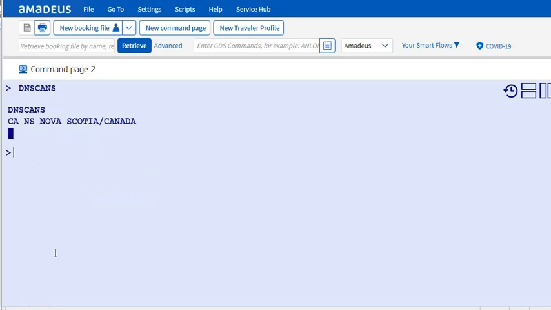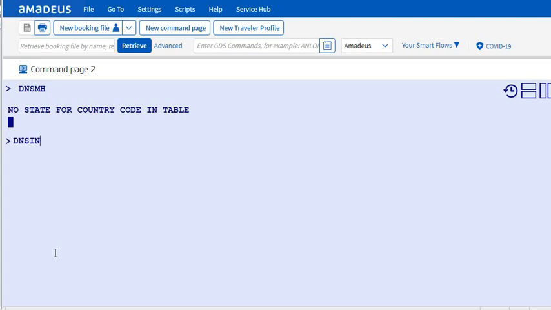So suppose I'm saying DNS AL, Alaska, no, DNS US AK, Alaska, you can find here. So this is the way you can find the state codes. DNSMH. Can I find here? No, DNSINMH, Maharashtra in India. So you're finding this is the way the state codes.